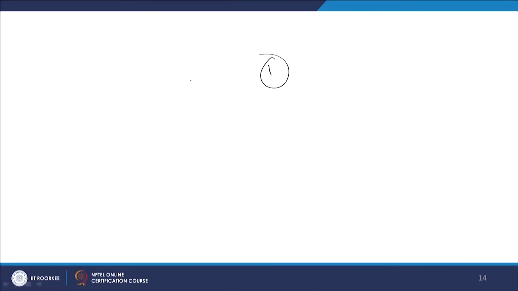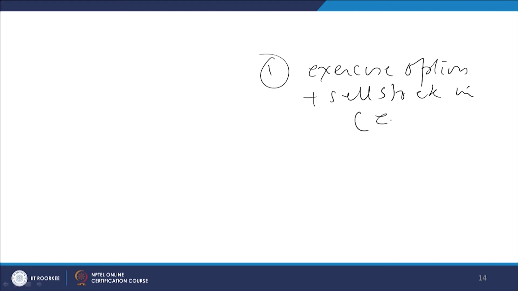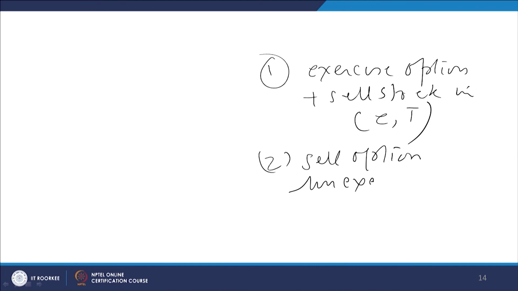Situation 1: you exercise the option and you sell the stock, that is, exercise the option and sell the stock in the period tau to T. And the second situation is: sell the option unexercised.